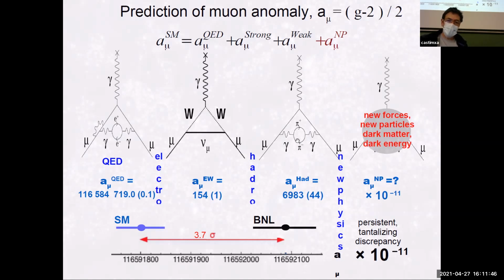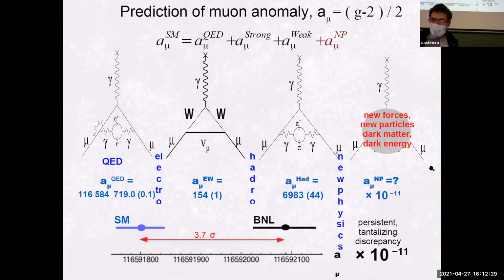And now it's an interesting piece because the muon doesn't interact strongly. So it can only see the strong particles in the vacuum indirectly through the fact that the muon interacts electromagnetically, and the strongly interacting particles also interact electromagnetically. Anyway, this creates a contribution. And this contribution is much smaller than electromagnetism, but it's bigger than the electroweak contribution. And most importantly, it's the least certain in the calculation.